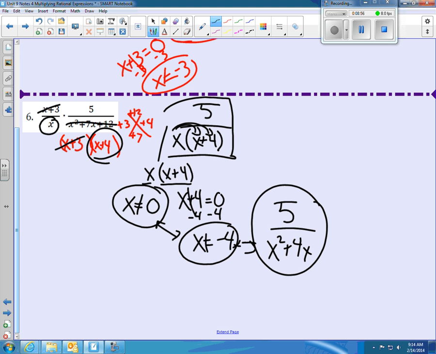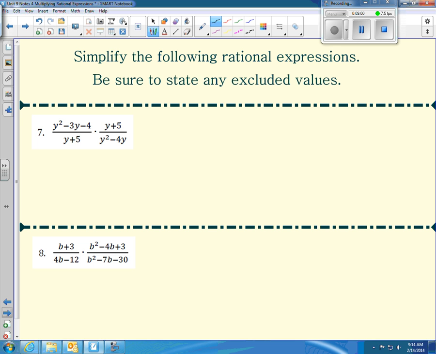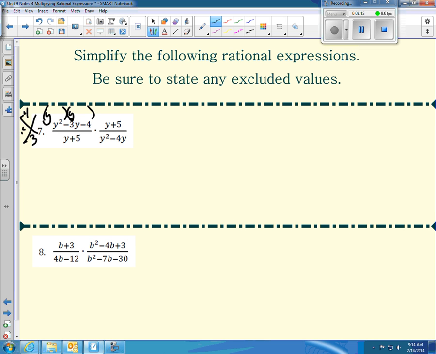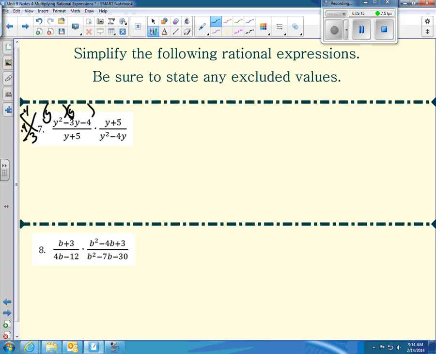Let's try that again in problem 7. Problem 7, factor the top and the bottom. All right, so we have y and y. What multiplies to negative 4 and adds to negative 3? That's a positive 4, oops, minus a negative 4 and a positive 1. Okay, so minus 4 plus 1.